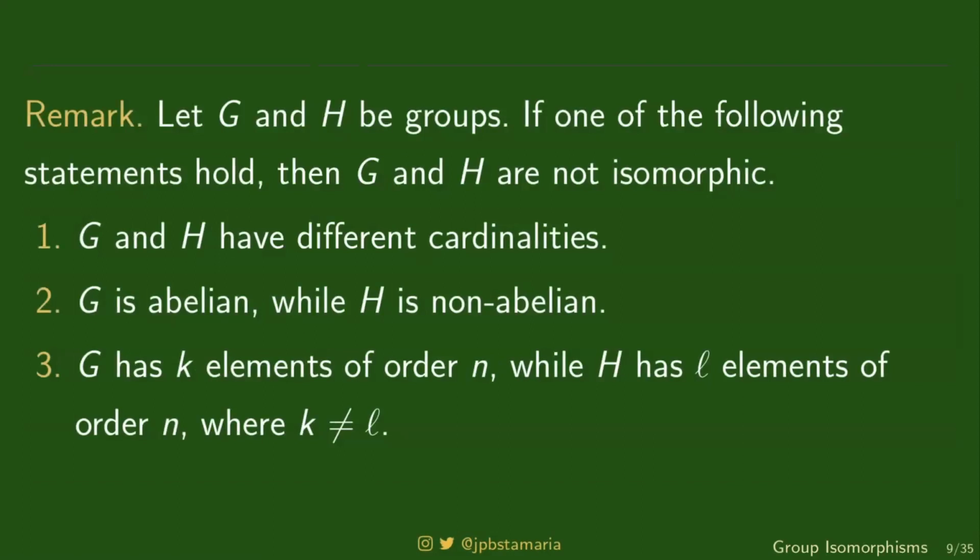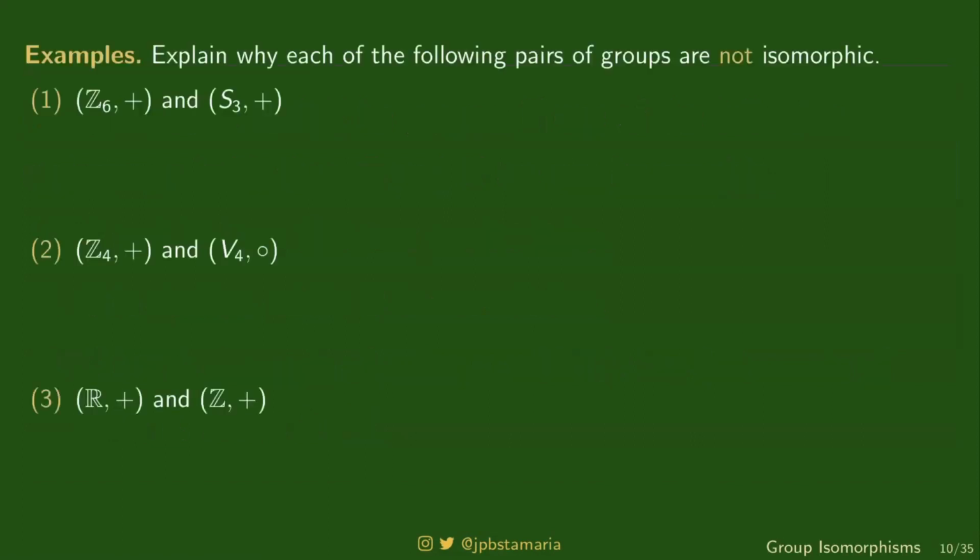Binibigyan ko kayo ng hints paano malaman or ma-detect na mabilis kung ang dalawang groups ay hindi isomorphic. Sige nga. Let's explain why each of the following pairs are not isomorphic. Okay, alam natin yung Z sub 6. Yung Z sub 6, ito yung 0, 1, 2, 3, 4, 5. Diba? Addition modulo 6. Correct?